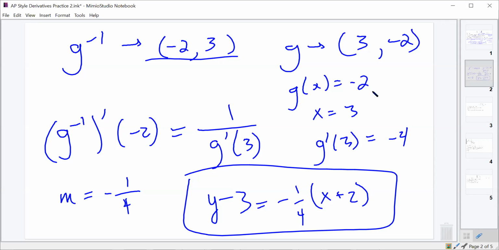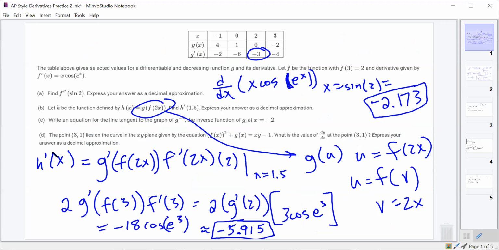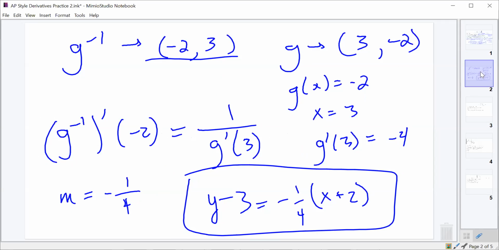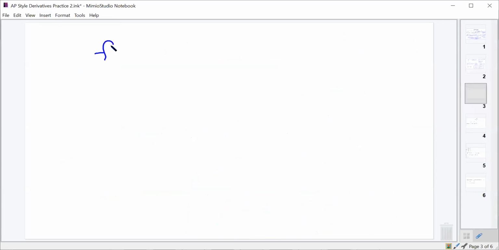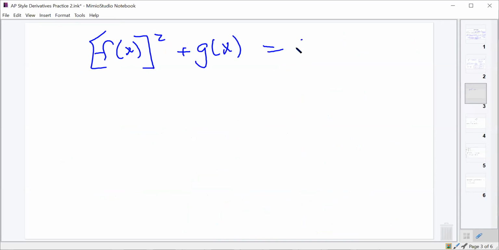All right, last part of this one. So we've got the point 3,1 is on this curve, f of x squared plus g of x equals xy minus 1. And we want to find dy dx at that point. So we will need to take a derivative implicitly. So we have f of x squared plus g of x equals xy minus 1, I believe. Is that right?